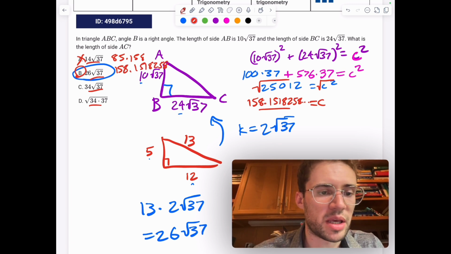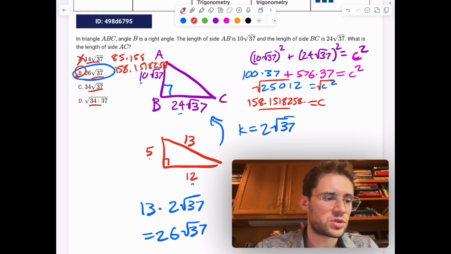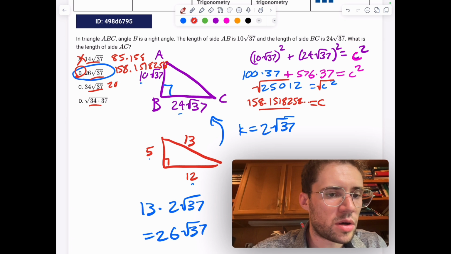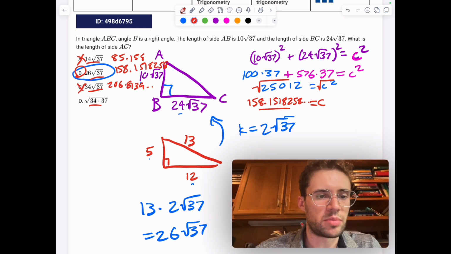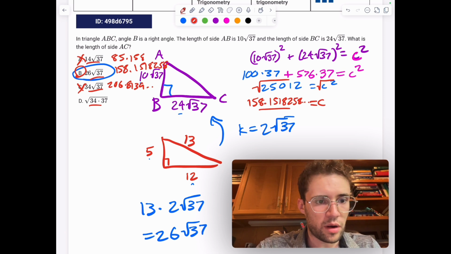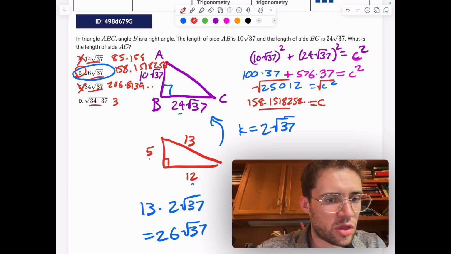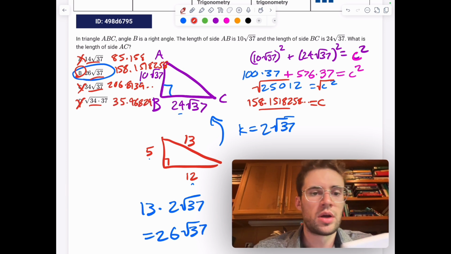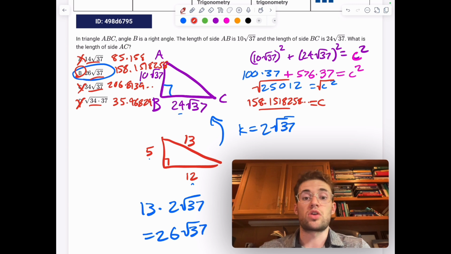All right, so it still gives us B. And just to confirm, the other ones are all different. 34 root 37 gives us 206.8139, it's not that one, too big. And then the square root of 34 times 37, both of them in the square root, that would give us 35.46829. That's too small. So B would be the answer either way.